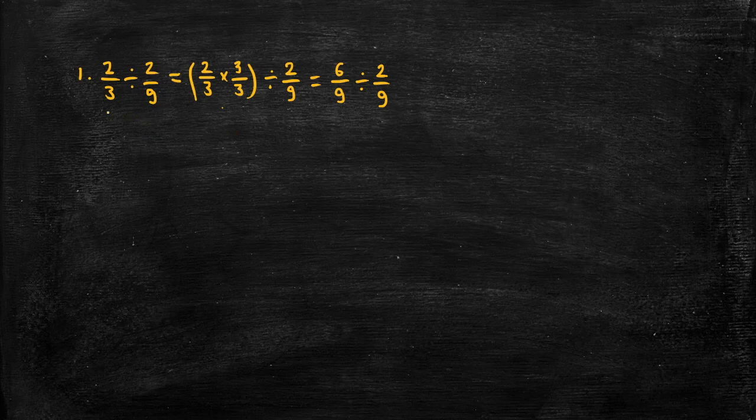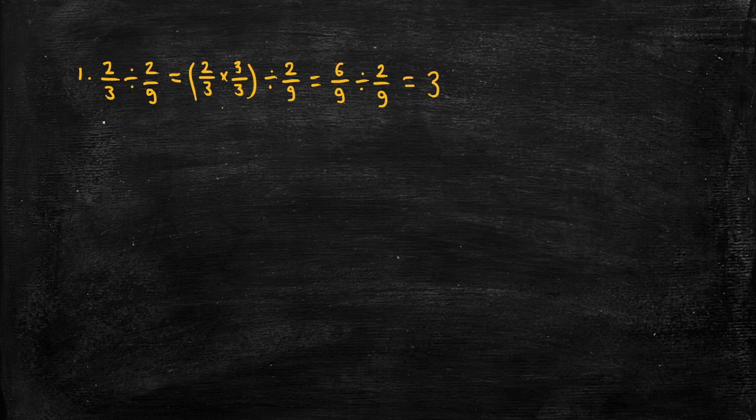So now what I've done is I've re-expressed this fraction division problem, 2/3 divided by 2/9, as the equivalent fraction division problem, 6/9 divided by 2/9. Because I have common denominators now, all I need to do is divide the numerators. So 6 divided by 2 comes to 3.